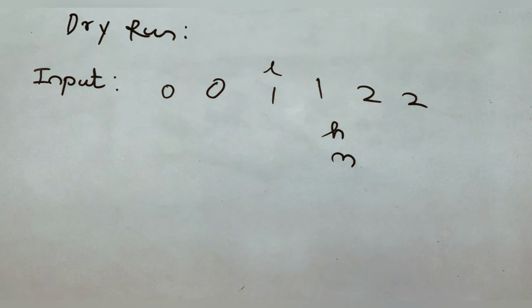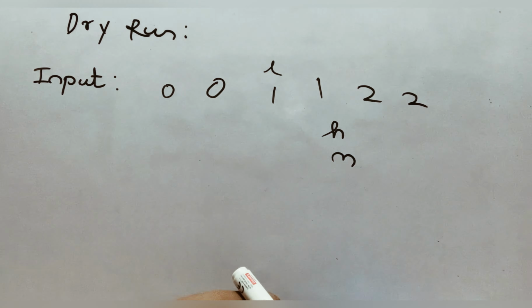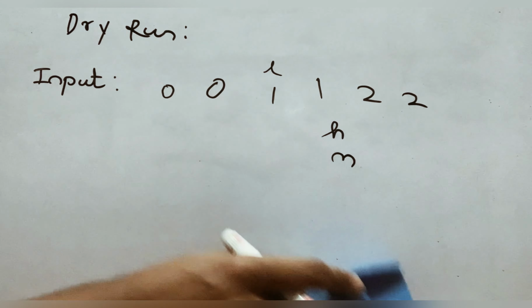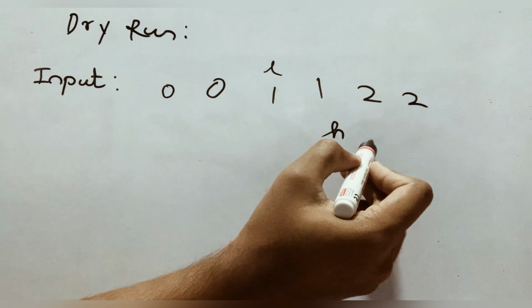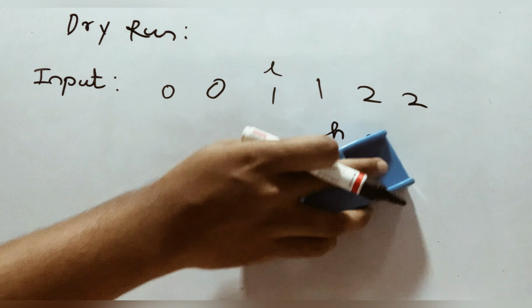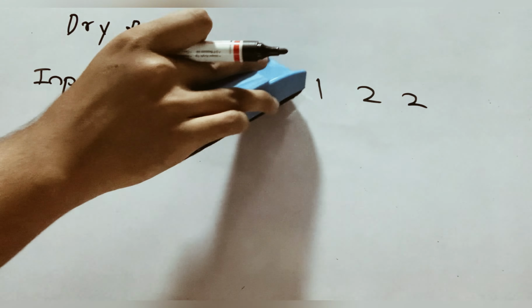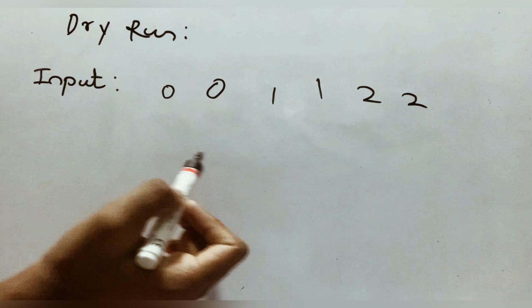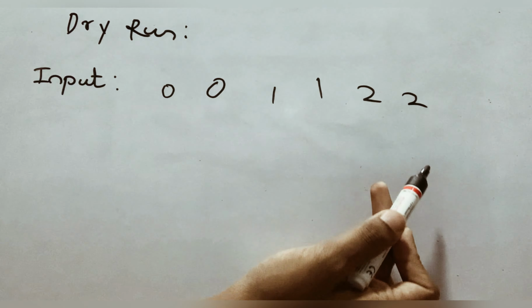Now mid and high are standing at the same place, and we have already mentioned in the while loop that as long as mid is less than or equal to high, the loop will execute. Otherwise, they will get out of the loop. So once mid crosses high, the loop will exit, and hence we get our final answer. So our final answer is 0 0 1 1 2 2.